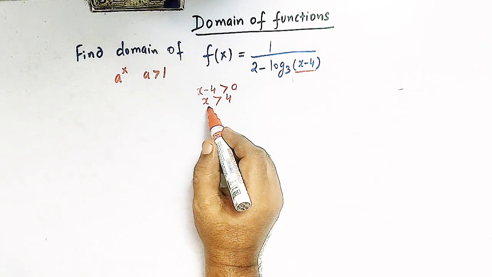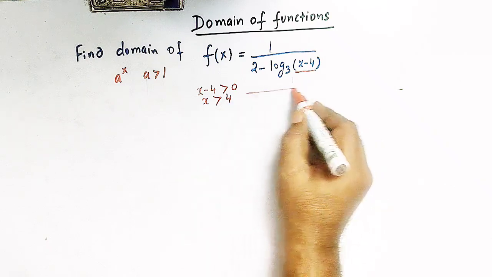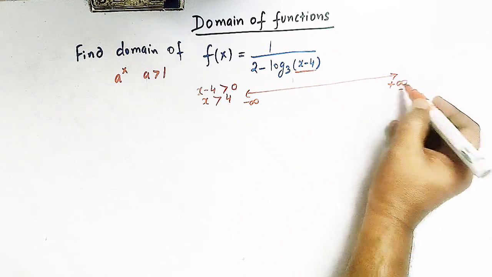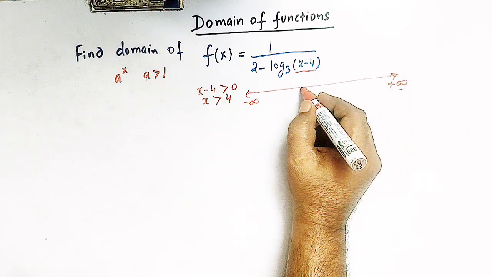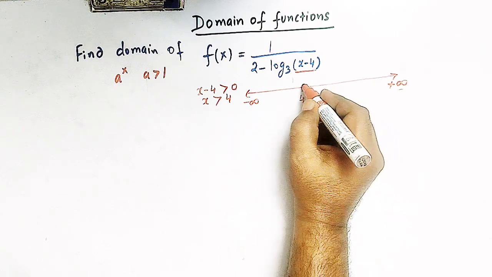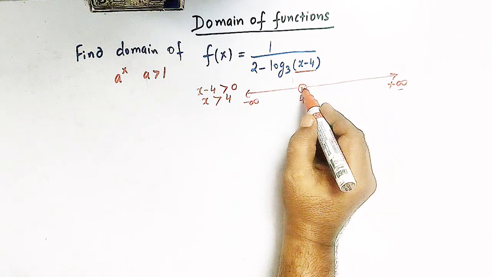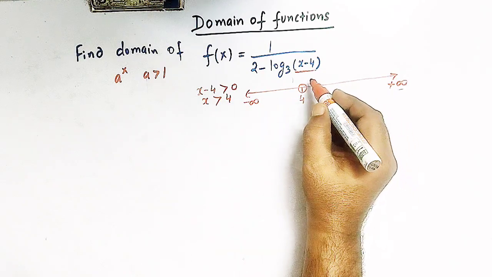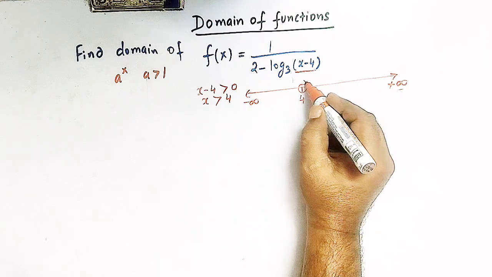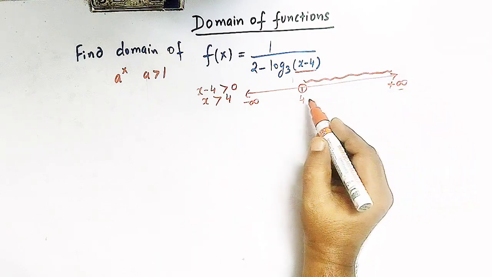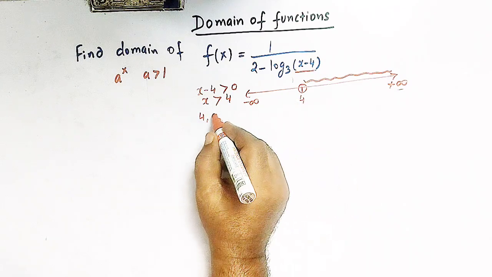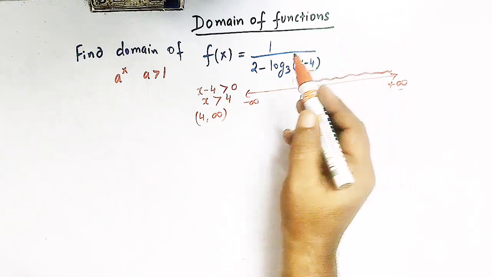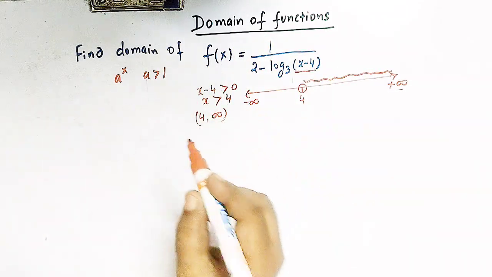Let us represent this inequality on the real number line. Here we have minus infinity, here we have plus infinity, and for x greater than 4, we represent 4 and draw a circle, which implies that x equal to 4 is not included. So x greater than 4 gives us the interval from 4 to infinity. This is the first condition to find the domain of this function f of x.